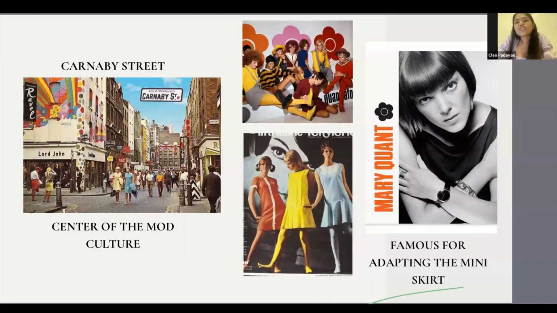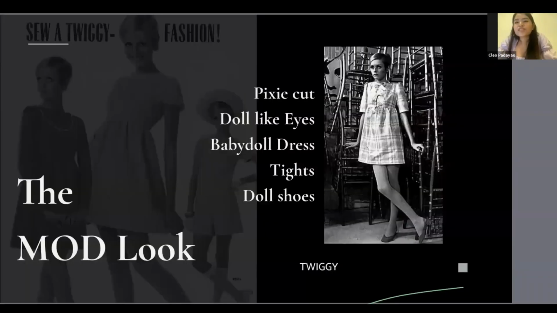So let's just get to know the mod look. A very popular hairstyle is the pixie cut, sported by Twiggy here. Doll-like eyes, again, created by the eyeliner and false eyelashes. Baby doll dress. It did look like the dress was too small for her. So it's very childlike. And tights and doll shoes. So that was the perfect mod look.